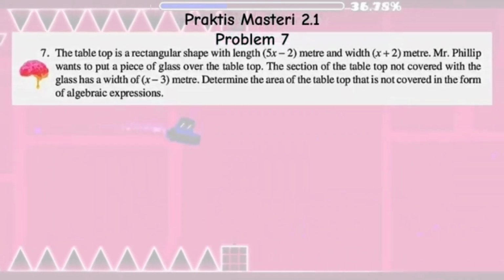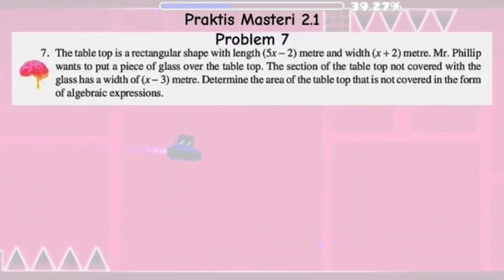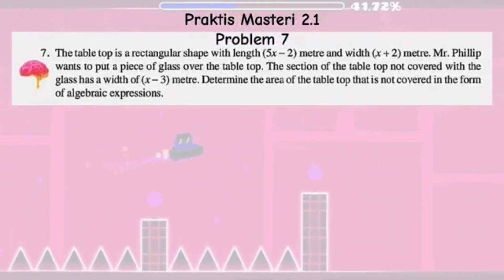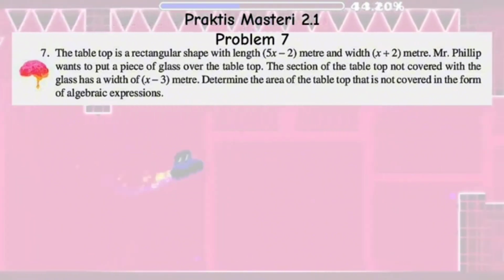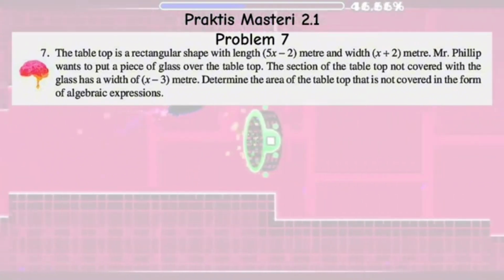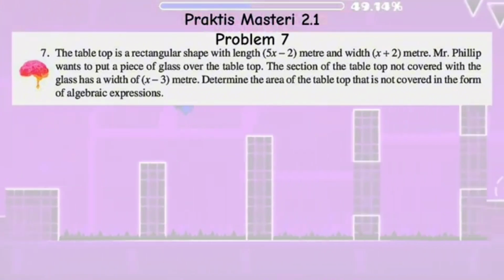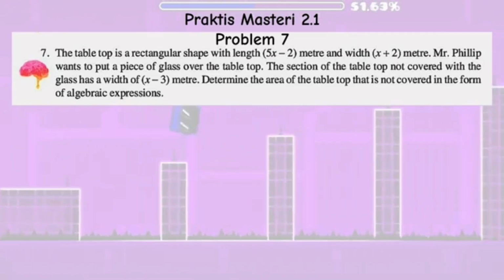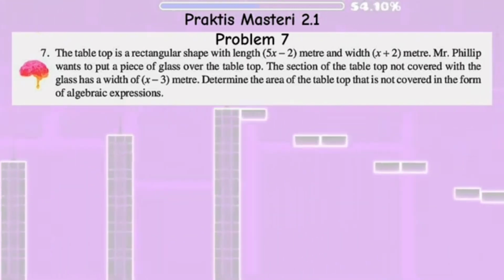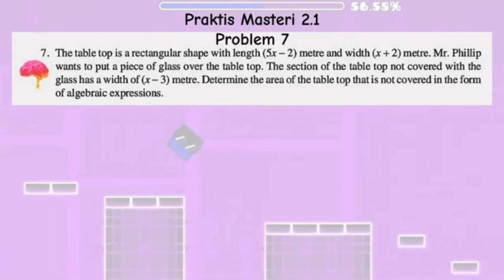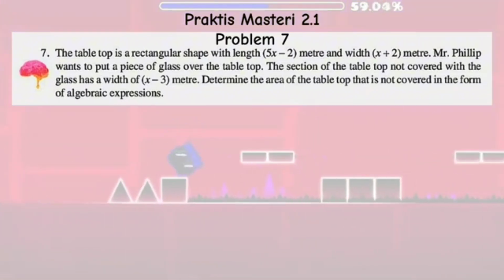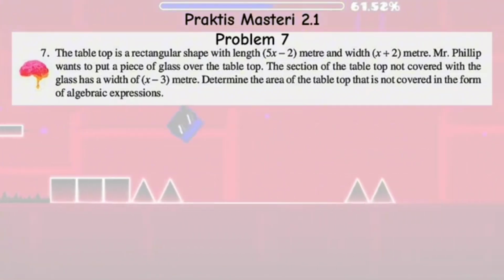Problem 7. The tabletop is a rectangular shape with length 5x minus 2 meters and width x plus 2 meters. Mr. Philip wants to put a piece of glass over the tabletop. The section of the tabletop not covered with the glass has a width of x minus 3 meters. Determine the area of the tabletop that is not covered in the form of algebraic expressions.